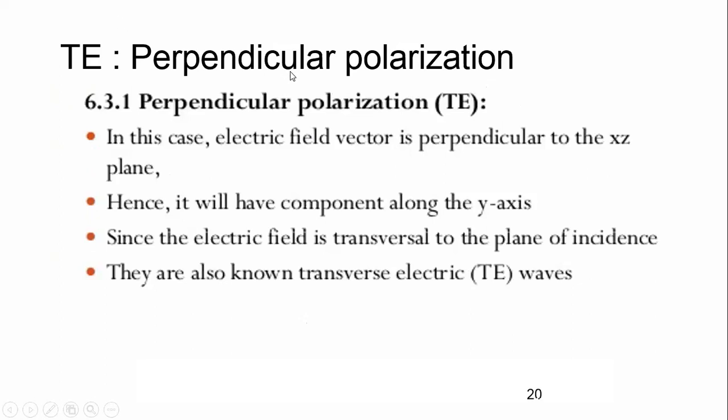Next is oblique incidence. In that case, TE and TM modes are there. If it is the TE mode, the polarization is perpendicular. In such cases, the electric field vector will be perpendicular to the XY plane, along the Y axis, and the electric field is transverse to the plane of incidence. That is the TE mode.